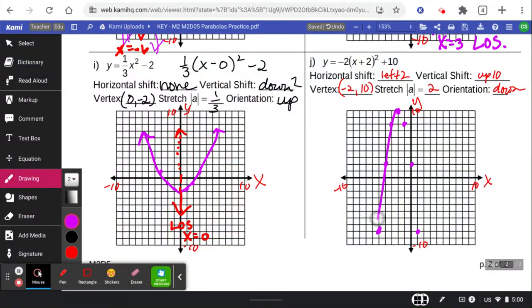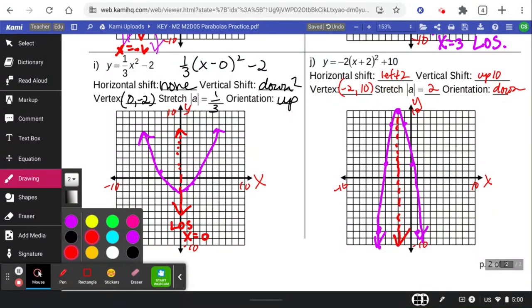Connect that skinny downwards facing parabola and draw on that line of symmetry. Are you getting better at this? How are you doing? My line of symmetry goes straight through x equals -2.